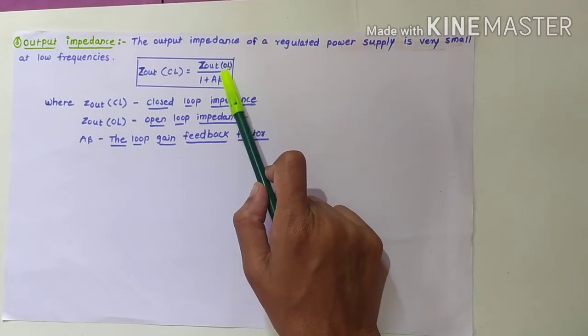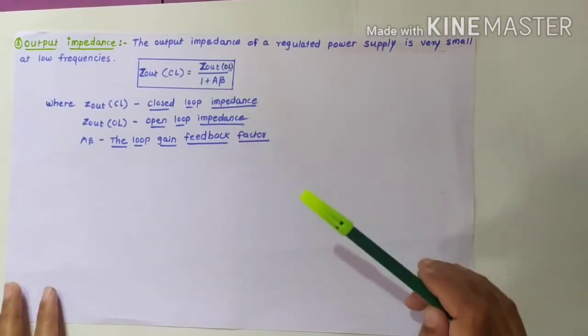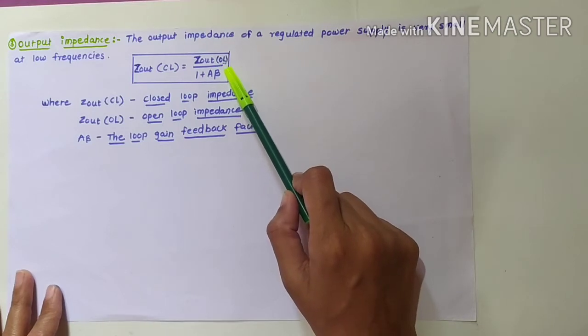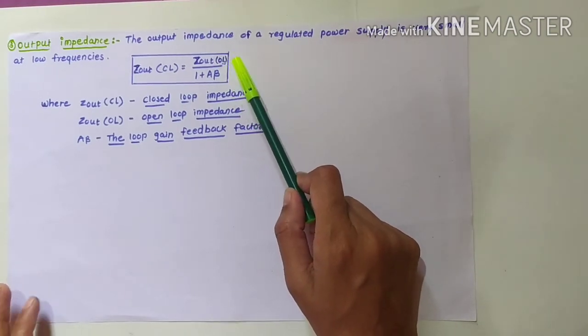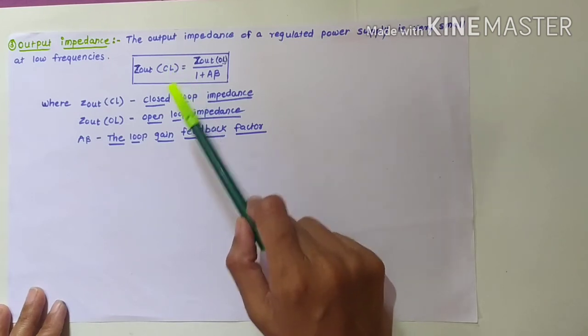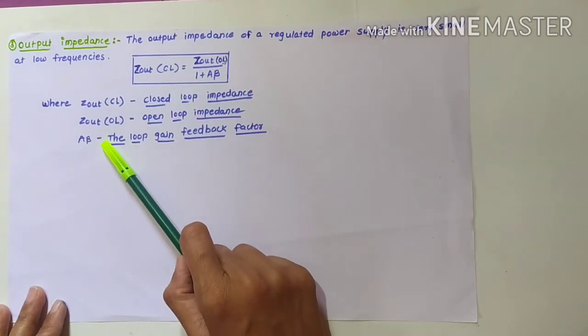Now students, you can understand easily by using this equation, as the term at the denominator is very, very high, therefore it reduces the impedance, and for reducing this, the A beta factor should be very, very high.